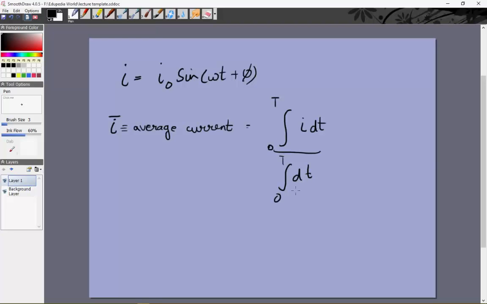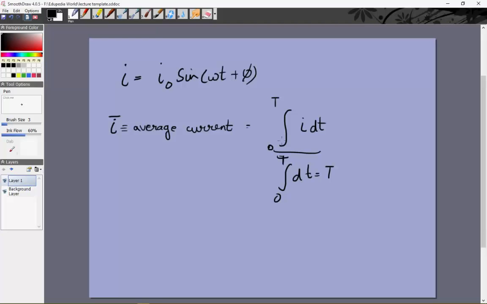The upper limit, capital T, is just the total time. The average current will be the total current in one time period divided by the duration of that time period, right? So the denominator is pretty much equal to T. Integral I dt means that at every point we take the current, multiply it by a small time, and add it up, right? That's how we take averages.